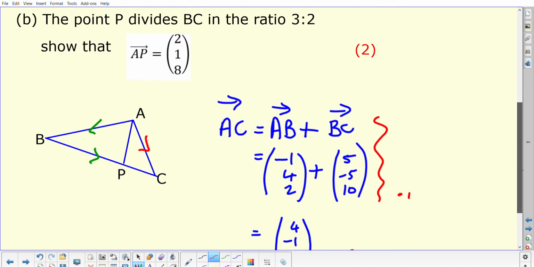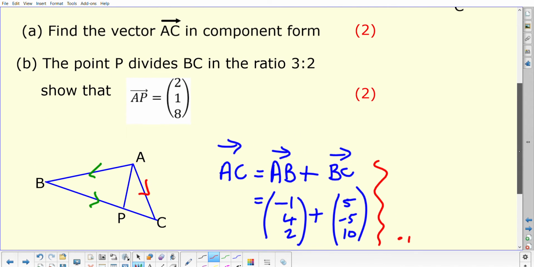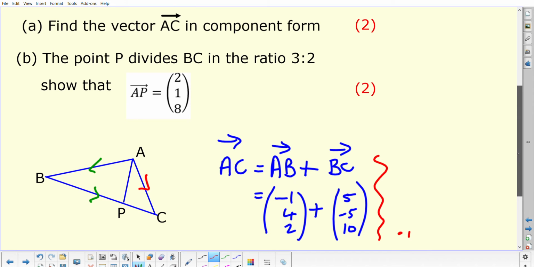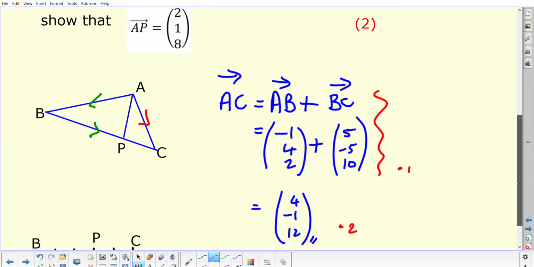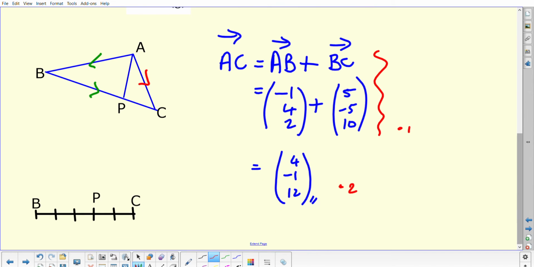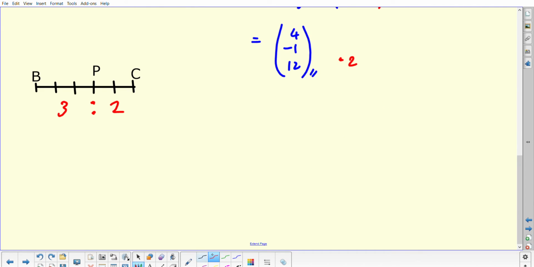So what you're then asked to do in part B is it gives you information about the point P, which divides the line B to C in the ratio of 3 parts to 2 parts. So this bit here at the side, I've drawn the little line to help you see. I've split it up into 5 bits because it will help you when you come to write down what your journey for this part needs to be.